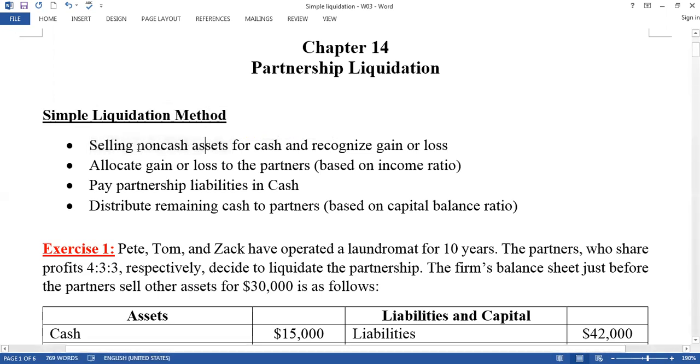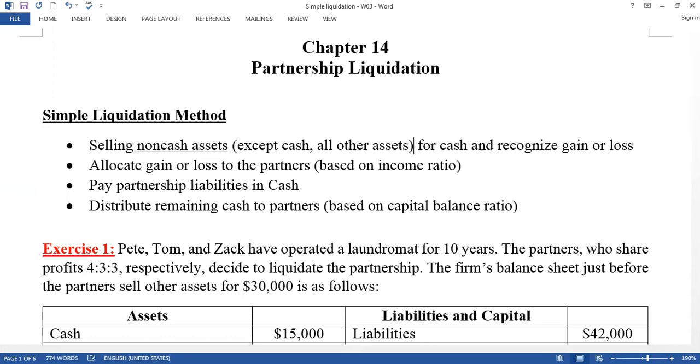Selling non-cash assets. So what are the non-cash assets? Do you know any non-cash assets? Except cash, all other assets are called non-cash assets. So what we do first, because today is the last day of the business, is sell all of our non-cash assets, right?